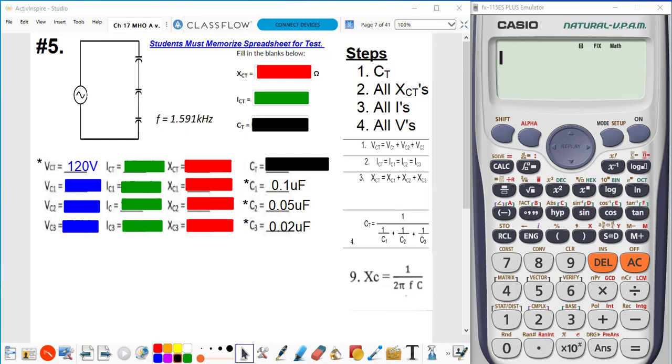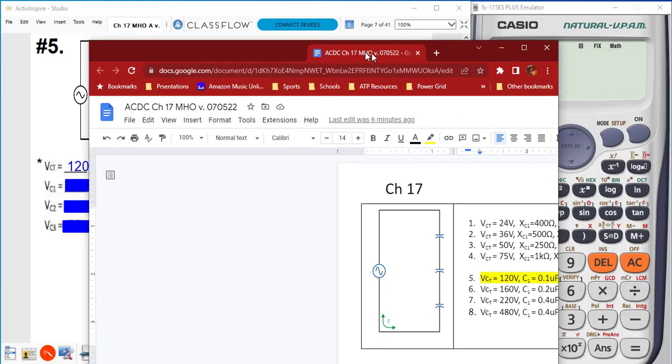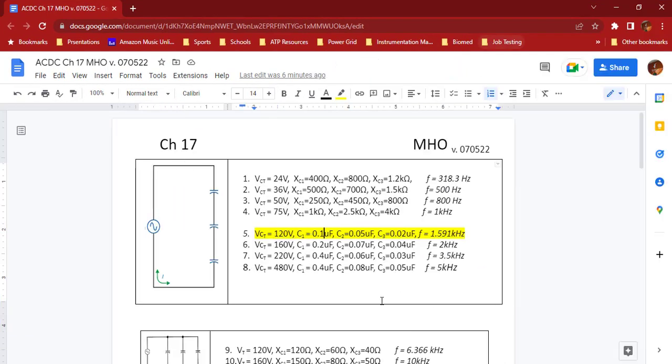In this video, I'll be calculating the values for a purely capacitive series circuit from the Chapter 17 math handout, problem number 5. I'll be taking my known values from the Chapter 17 math handout, shown here. And you can see the values for problem number 5 highlighted in yellow.